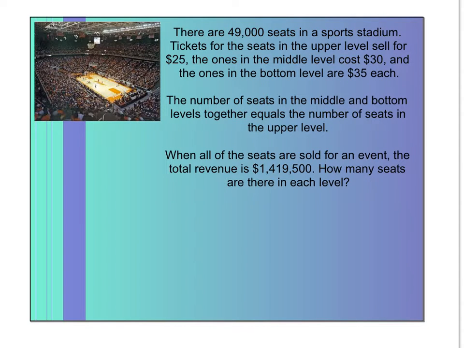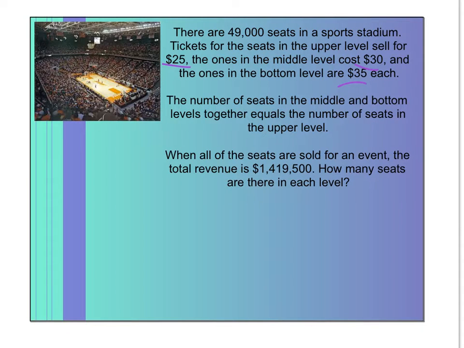All right, so there's 49,000 seats in a sports stadium. They sell for $25. Middle are 30, bottom are 35. The number of seats in the middle and bottom equals the number of seats in the upper level. All of the seats are sold for an event. The total revenue is $1,419,500. How many seats are there on each level?